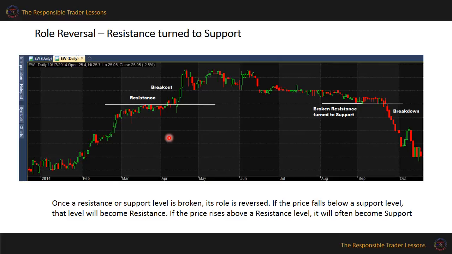For a true reversal to occur, however, it is important that the price make a strong move through either the support or resistance. As you can see here, once the resistance is broken and there is a breakout, the price immediately goes up. When the price goes down and it goes into a breakdown, the broken resistance turns out to become support.